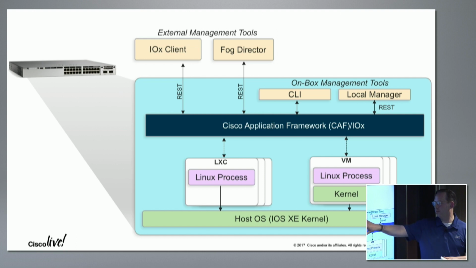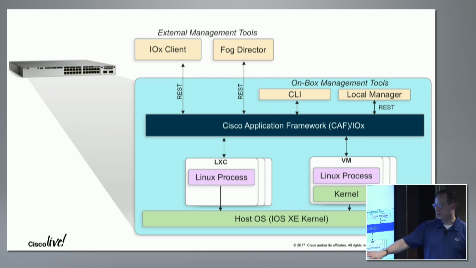So basically, this is a blown-up diagram of what's going on on the device itself. We have this Cisco application framework here. This is a part of that IOx framework, or I don't want to say ecosystem for you guys, but you know what I mean, right? It's a part of IOx. So it's Cisco application framework. That's what's actually dealing with spinning up and managing these containers and VMs on the device, okay?